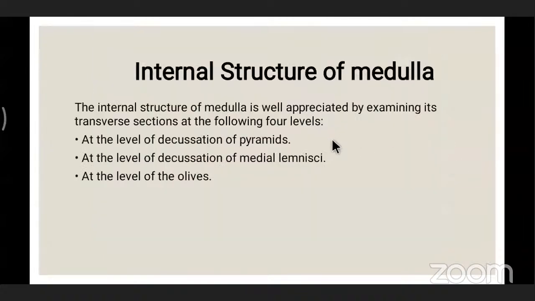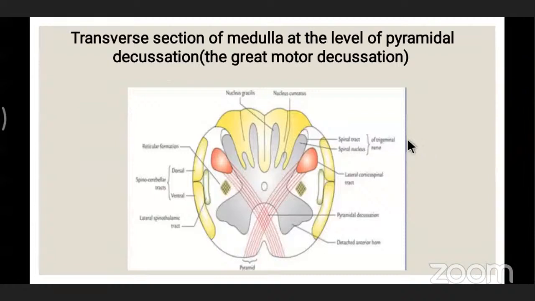Now we'll move to the internal structure, which we are going to study at 3 different levels. So first we'll study at the level of pyramidal decussation. In center, we have gray matter, while in periphery, we have white matter. The posterior aspect of central gray matter elevates, and it is modified to form nucleus gracilis and nucleus cuneatus, while the posterior horn expands to form spinal nucleus and spinal tract of trigeminal nerve. Here we have fasciculus gracilis and fasciculus cuneatus fibers, and we are receiving these fibers from the posterior white column of the spinal cord. They are responsible for the 2-point discrimination, position, and vibration sense.